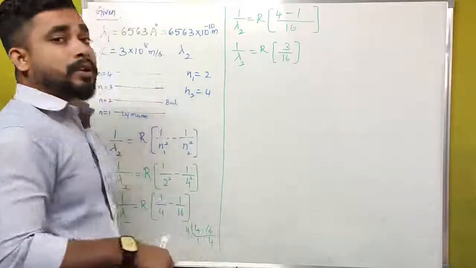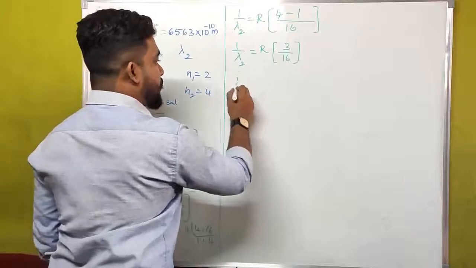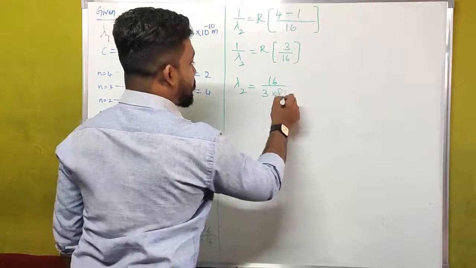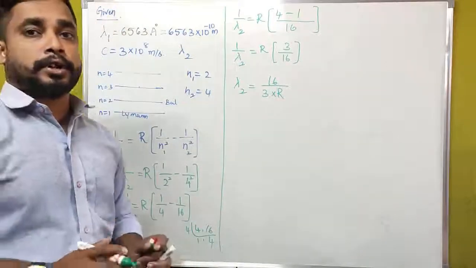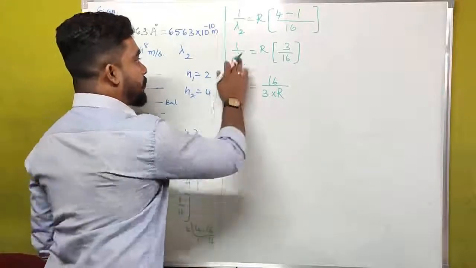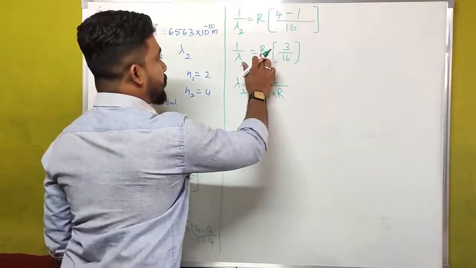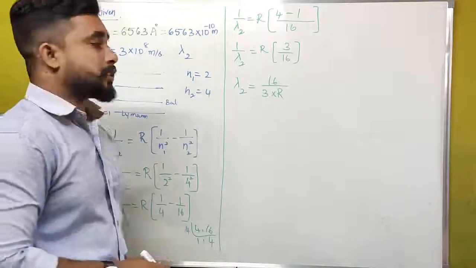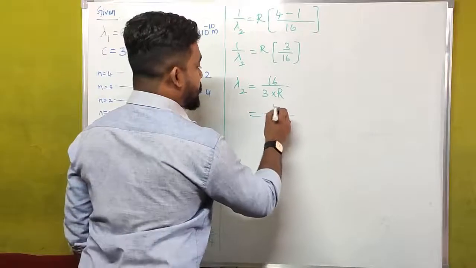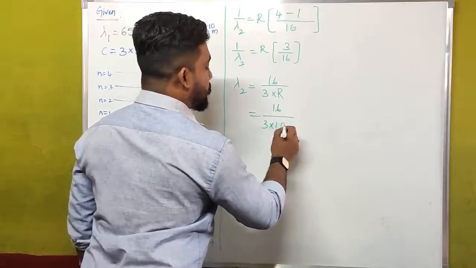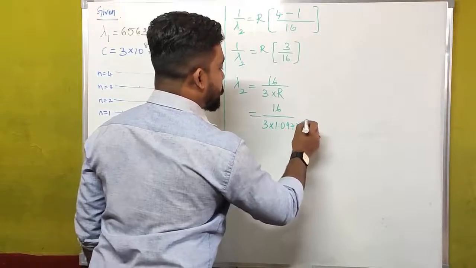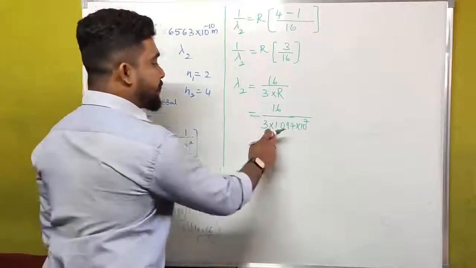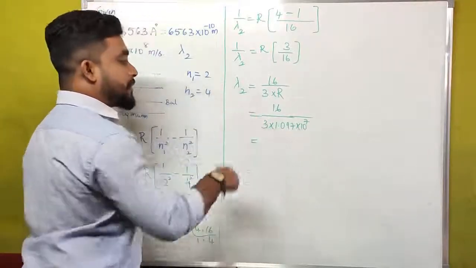But here what we want is lambda 2. Lambda 2 means that is 16 divided by 3 into R. We have to change the numerator into denominator on both the sides. Then what we have got here is lambda 2 is equal to 16 divided by R into 3. The 3 will shift to the denominator, and 16 will come to the numerator. The value of R is equal to 1.097 into 10 to the power of 7. That is the Rydberg constant. R is equal to 1.097 into 10 to the power of plus 7.